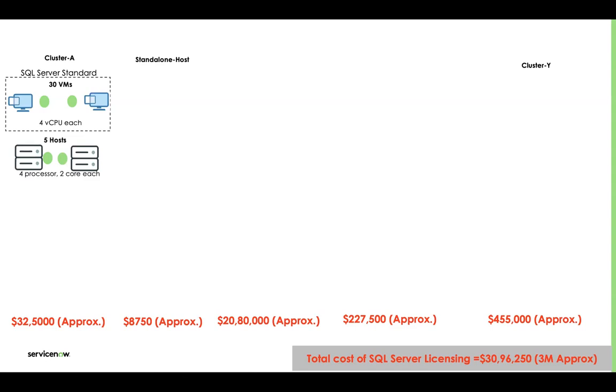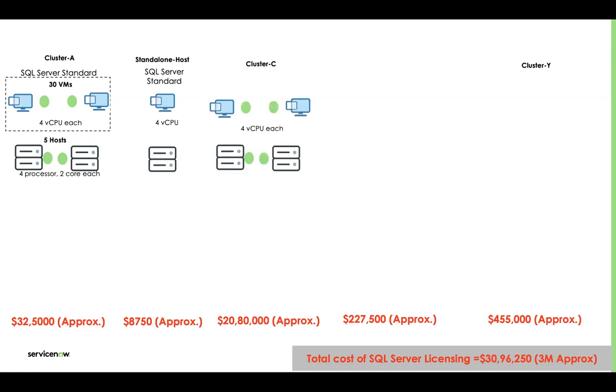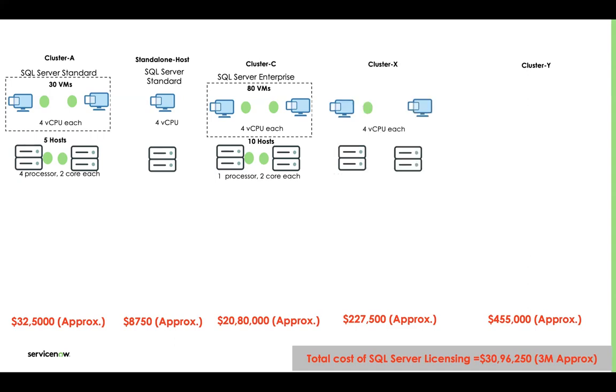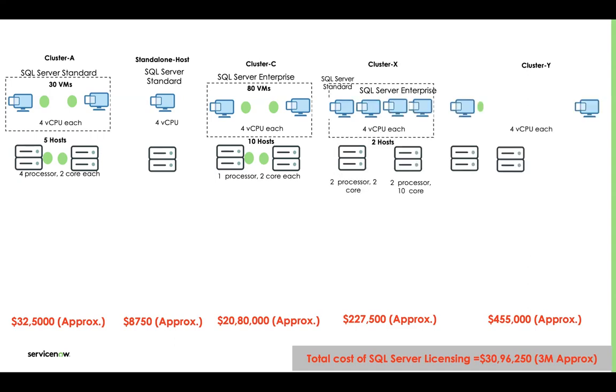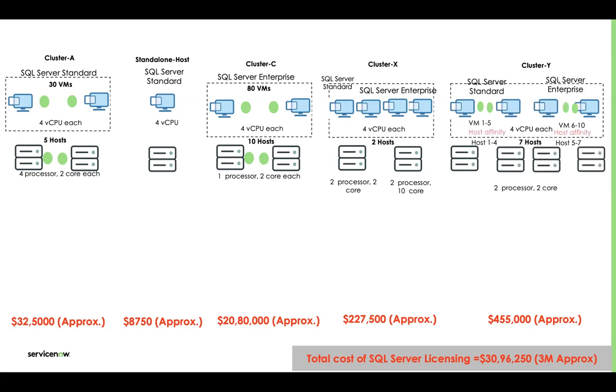If you see, cluster A has SQL Server Standard deployed on about 30 VMs, which are running on about 5 hosts. There are SQL Server Standard deployments on a standalone host as well. On cluster C, we have SQL Server Enterprise running on about 80 VMs on 10 hosts. On cluster X, we have a mix of SQL Server Standard and Enterprise running on about 2 hosts. And on cluster Y, we again have Standard and Enterprise running on about 7 hosts. However, there is host affinity configured here.